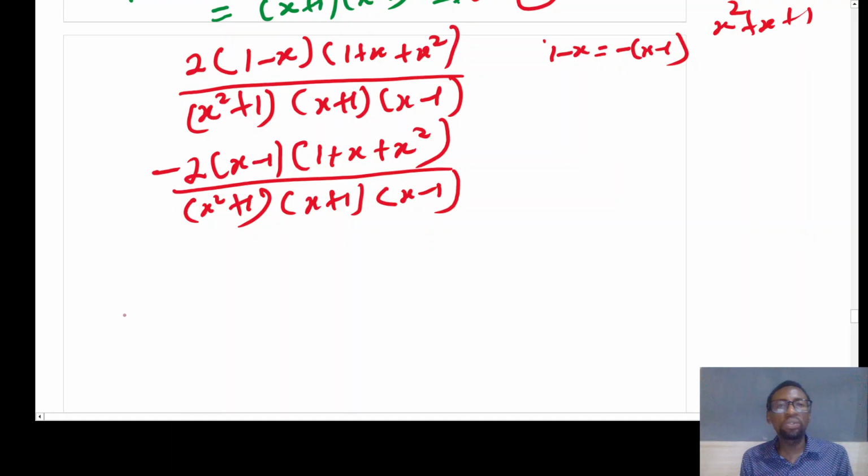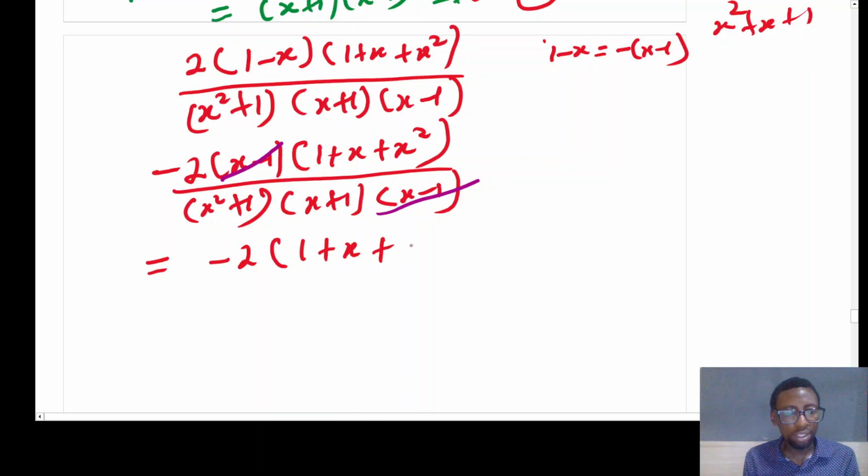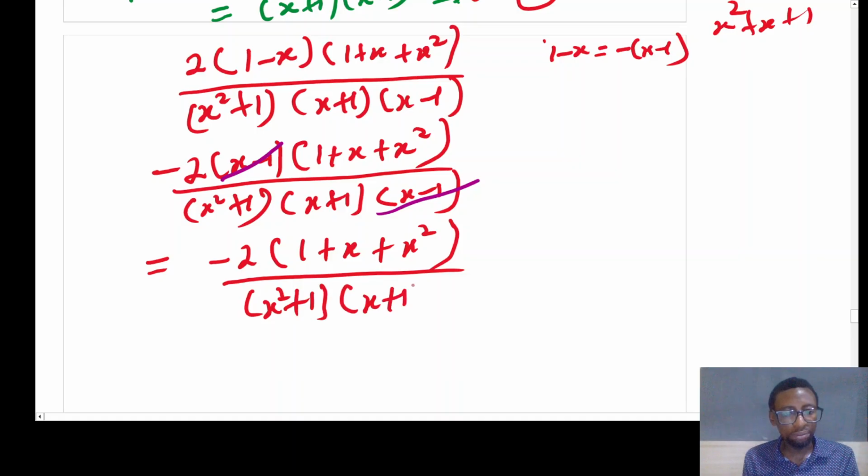So there's a common factor now. This cancels this, so I'm left with minus 2 brackets 1 plus x plus s squared, divided by s squared plus 1 bracket x plus 1.